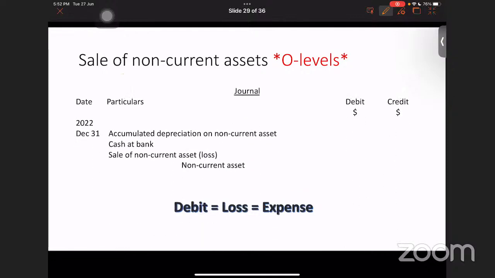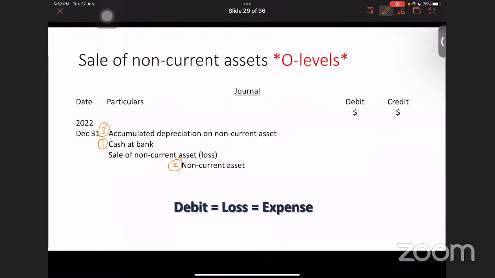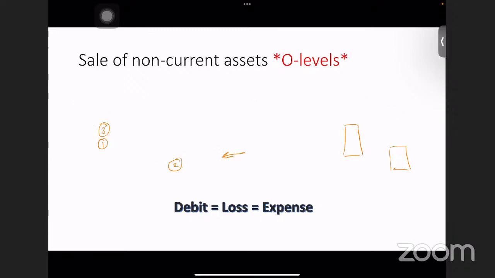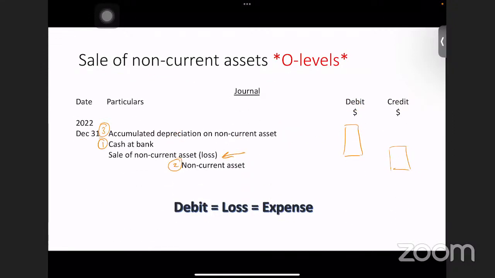Then another scenario will be this. The steps are the same. First step, I will record the money coming in. Second step, get rid of the NCA and get rid of the acute D. Then the third step, to balance this, I realized that my credit is more than my debit. So to balance it, I need to DR it. So here, debit will be an expense. It's an expense, so it means it's a loss. We are losing money here. Here we make money, here we lose money when we sell the NCA.